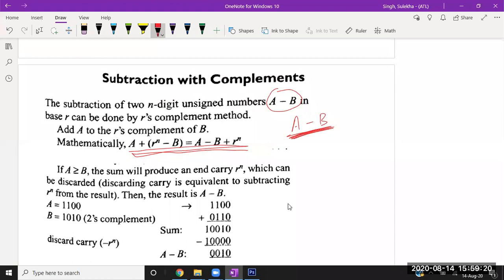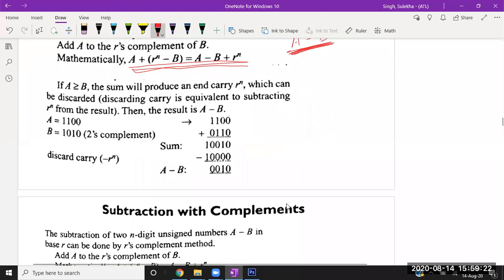We will take two examples. First example when a is greater than b, and second example when a is less than b, because we are dealing with subtraction. All the cases we will take. The value of a is 11100 and the value of b is 1010. By seeing these numbers, you can say that a is larger than b.